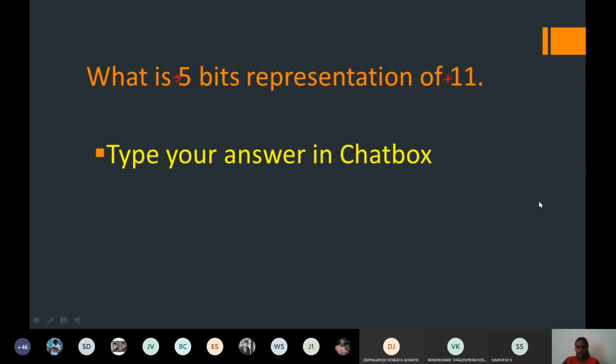No answers from you. What about others? Don't you understand? Type the 5-bit representation of plus 11. Yes, Srujan has given the first answer. Yes, correct answer: 01011.